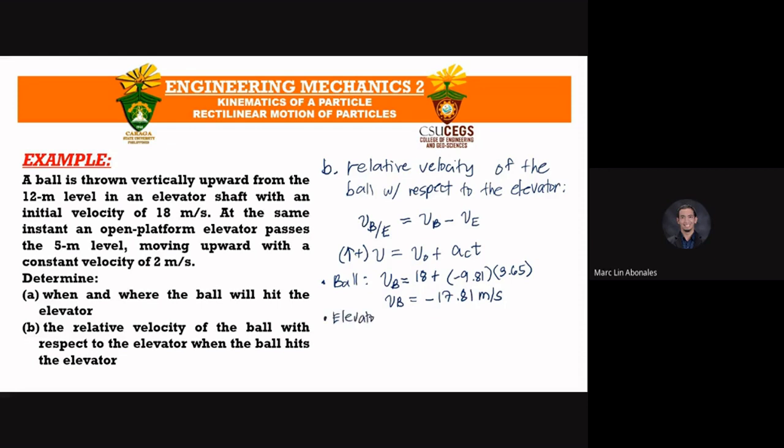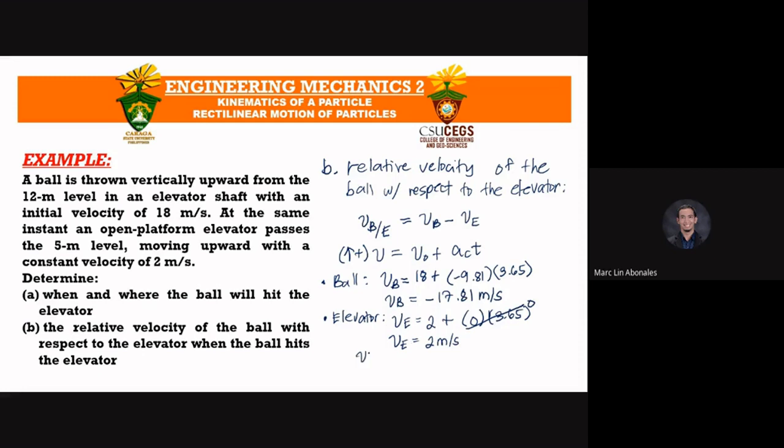For the elevator, since it has a constant velocity, its final velocity will be equal to 2 meters per second. Because if we substitute in our equation, its initial velocity is 2 plus the constant acceleration, which is equal to 0. So it is the same as what we did earlier: if the velocity is constant, then the acceleration is equal to 0. So the final velocity of our elevator is still 2 meters per second.